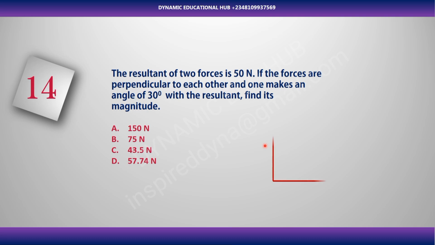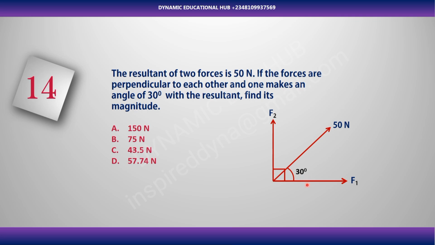So we have two forces. The angle between them is 90 degrees. They are perpendicular to each other. So let's fix the resultant force. To fix the resultant force, we are going to use the parallelogram law of vectors, the point of intersection between the two forces. So we have this, which is 50 Newton. One of these forces makes an angle of 30 degrees with the horizontal. The other makes an angle of 90 degrees from the horizontal. So we have to find the magnitude of this force.